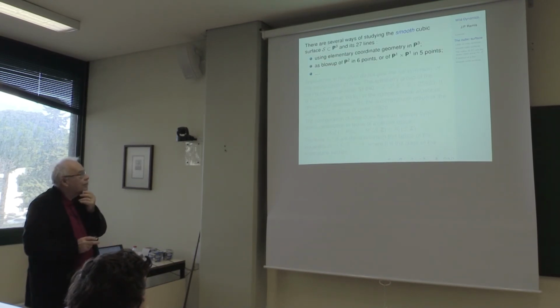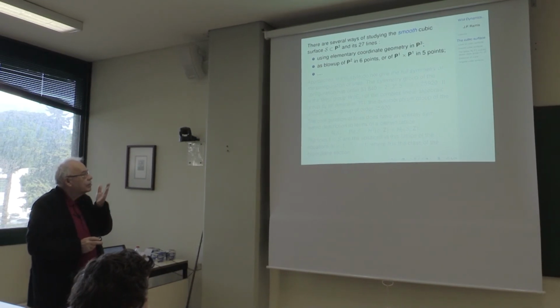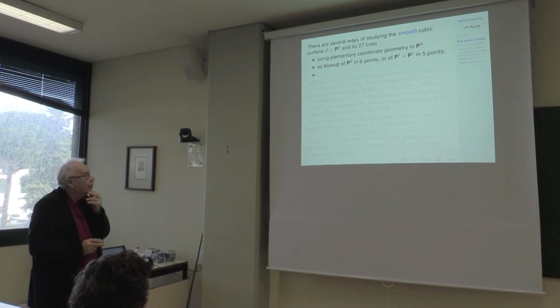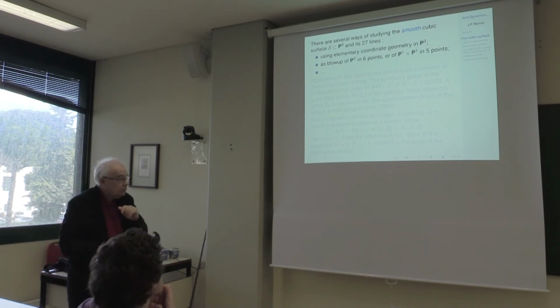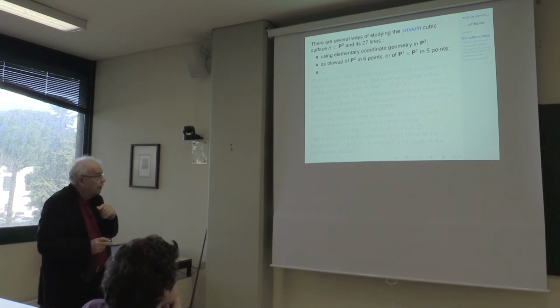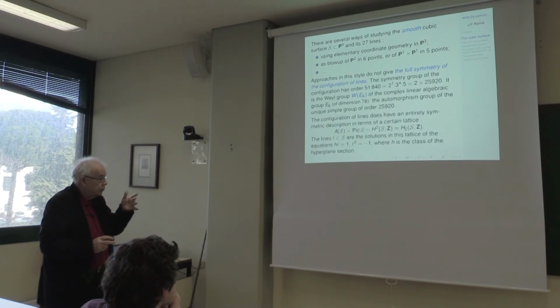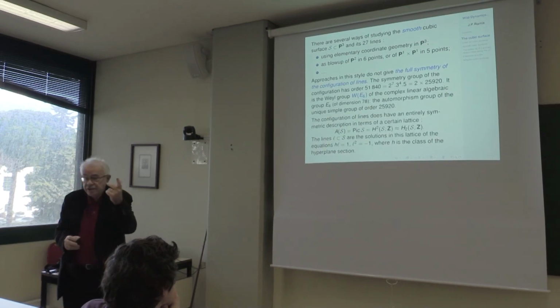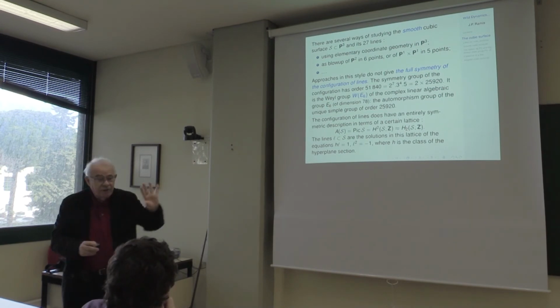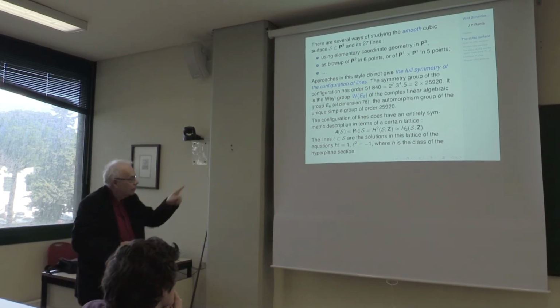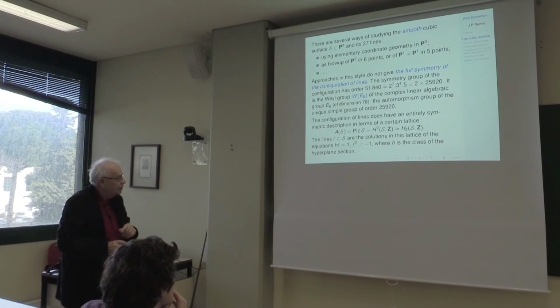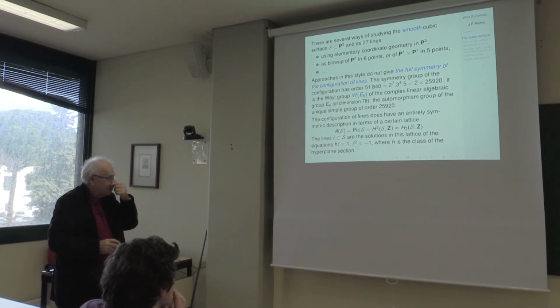So there are several ways of studying the smooth cubic surface. That is using elementary coordinate geometry, or another alternative is to use the blow-up of P2 at 6 points. So we speak only about the first way. Just a parenthesis, if you do it like that, you don't see the symmetries. But in fact, the 27 lines are completely symmetric. And also you can use the Picard variety, and you can see the symmetry also. I will not detail that, you can look at the notes.